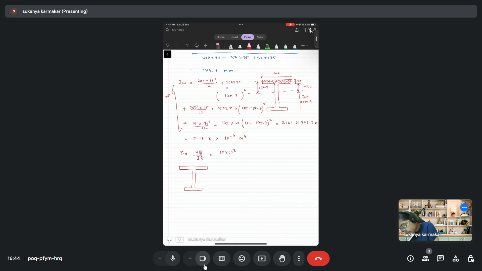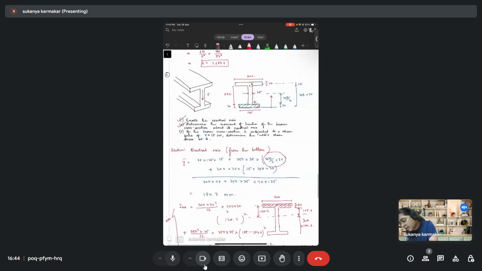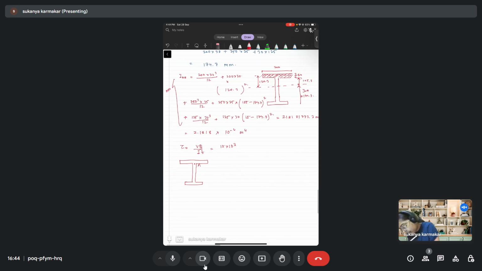The value of Q will be, this is the cross section. This is point A. So this is the cross section. So this is the shaded area, and suppose this is the neutral axis. So we have to take moment of area of the shaded portion about the neutral axis. So let me calculate Q here. Q will be the y bar distance into A. What will be the distance y bar? It will be, see, from the bottom, the neutral axis is at a distance of 174.7.